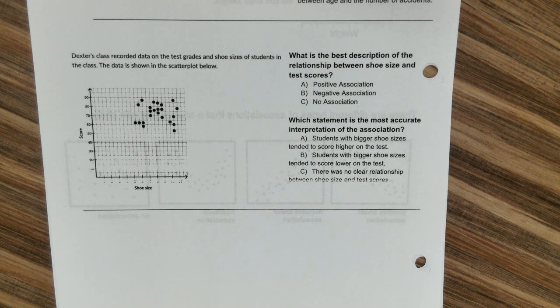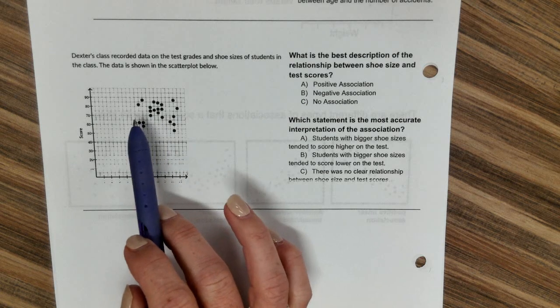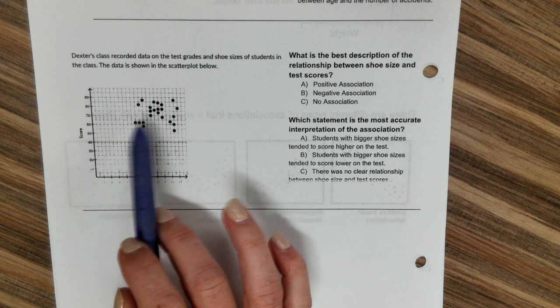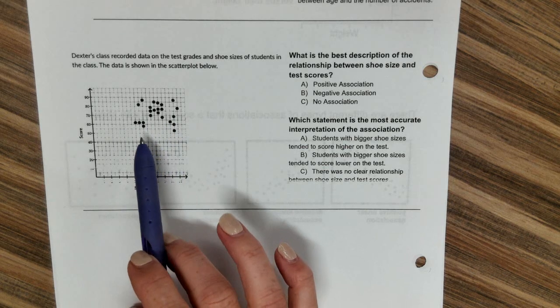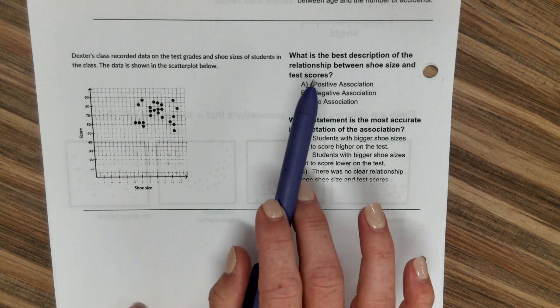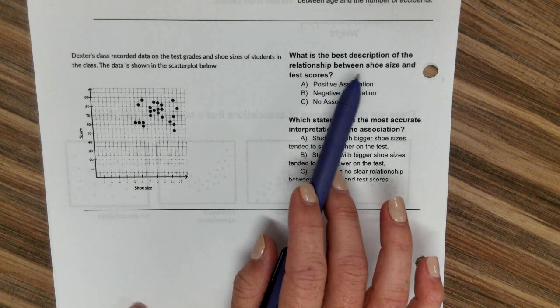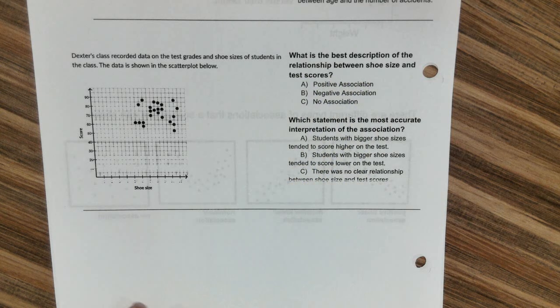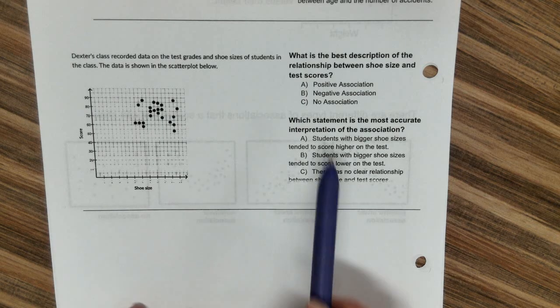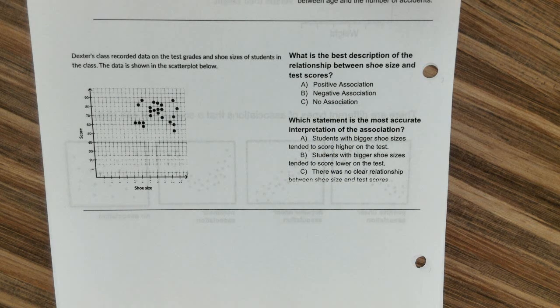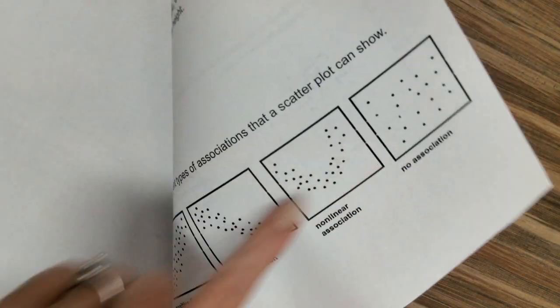Dexter's class recorded data on test grades and shoe sizes. The data is shown in the scatter plot below. So everybody look at the scatter plot. I don't have everybody's attention. Everybody look at the scatter plot. What is the best description of the relationship between students' shoe size and their test scores? I want you to think about it, and I want you to pick your answer. Do not say it out loud. If you need to go back to the first page to look at these, you can.